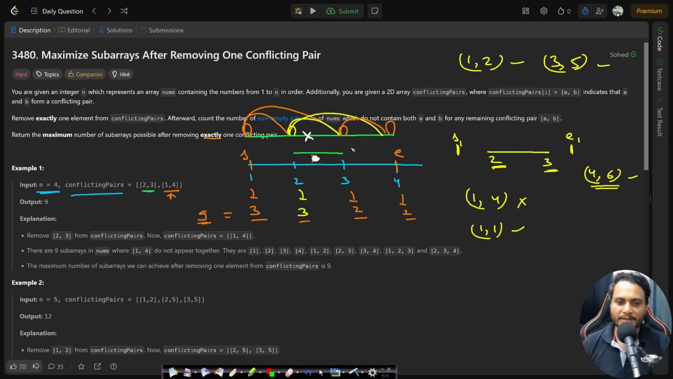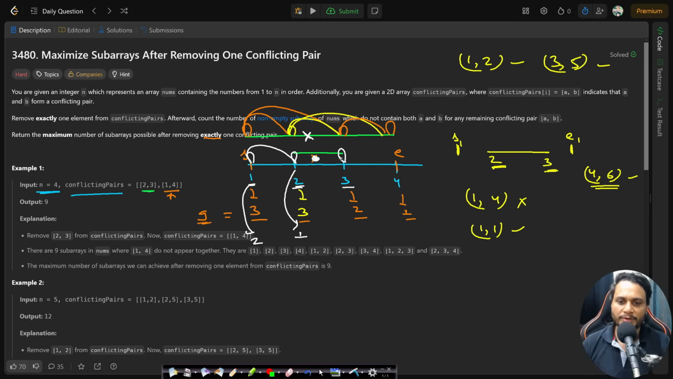Now let's say that you had kept the smaller one and had removed the larger conflicting pair. Then in this case, how many subarrays would you form? Starting with 1, you can form 1, 1 and 1, 2, but you cannot make 1, 3 because that will contain both 2 and 3. And you can also not take 1, 4. So the total count you get at 1 is only 2. Similarly, at 2, you can only have 2, 2. You cannot have 2, 3 or 2, 4. So 1 count for this.